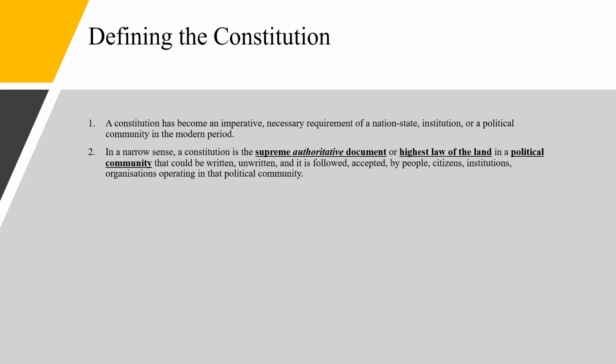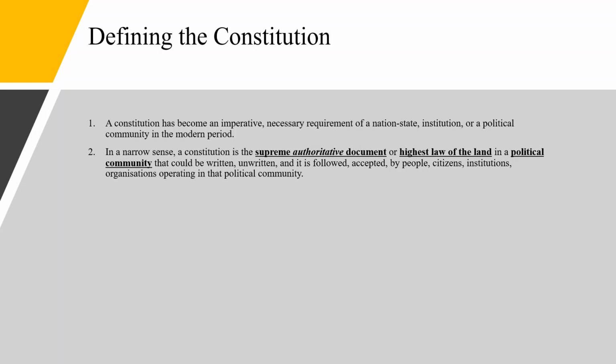Now the question emerges: what is the meaning of supreme, what is the meaning of authoritative, what is the meaning of document, what is the meaning of being the highest law of the land, as well as what is the meaning of political community. Now these are different concepts used in political science by many scholars.